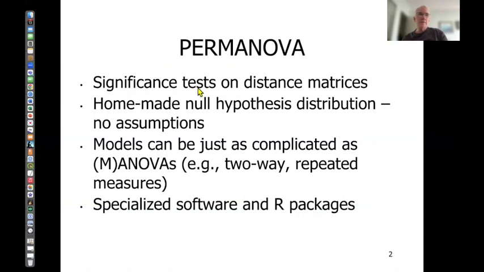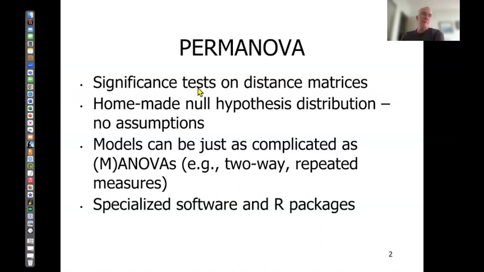And to enable testing the null hypothesis that the sexes have the same shell morphometrics, or the irises have the same floral characteristics, one of the approaches we can use is a randomization technique where we create our own null hypothesis distribution. I've said the same thing: you folks did the homemade null distribution with the t-test, but I mentioned at the time you can do the same thing here.